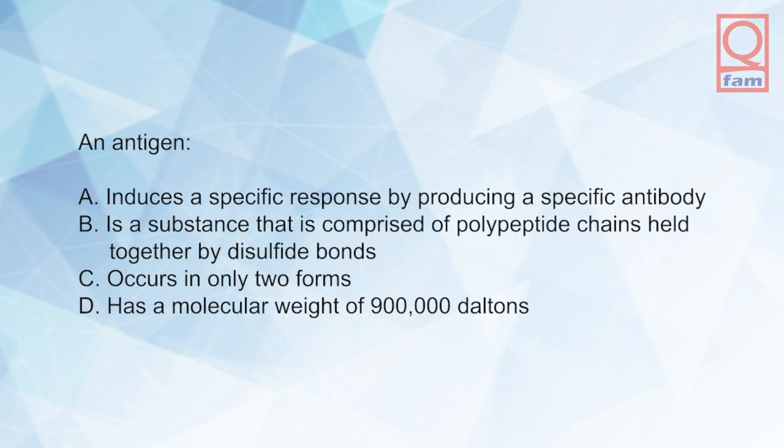An antigen. A. Induces a specific response by producing a specific antibody. B. Is a substance that is comprised of polypeptide chains held together by disulfide bonds. C. Occurs in only two forms. D. Has a molecular weight of 900,000 daltons. The answer is A. Induces a specific response by producing a specific antibody.